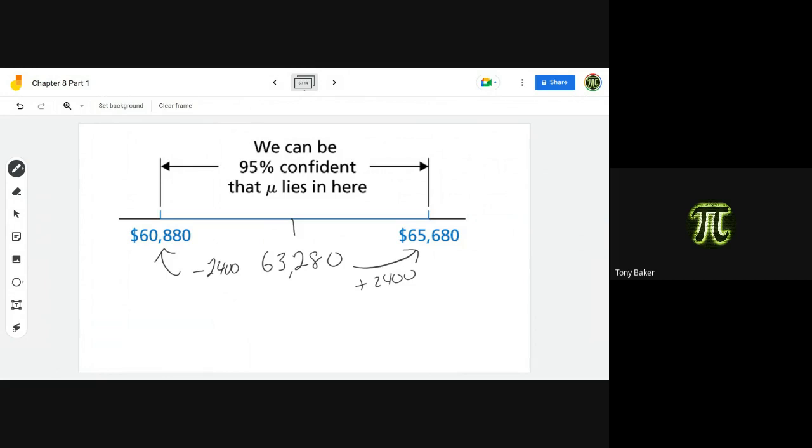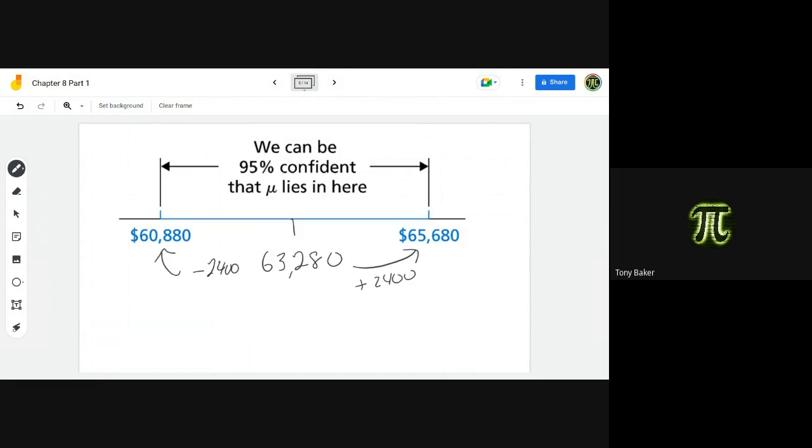I don't know that it's exactly 63,280. It could be. That is a possibility. But I'm 95% sure it's somewhere between there. So that's when we're starting to talk about those confidence intervals, figuring out where it is on either side of it.